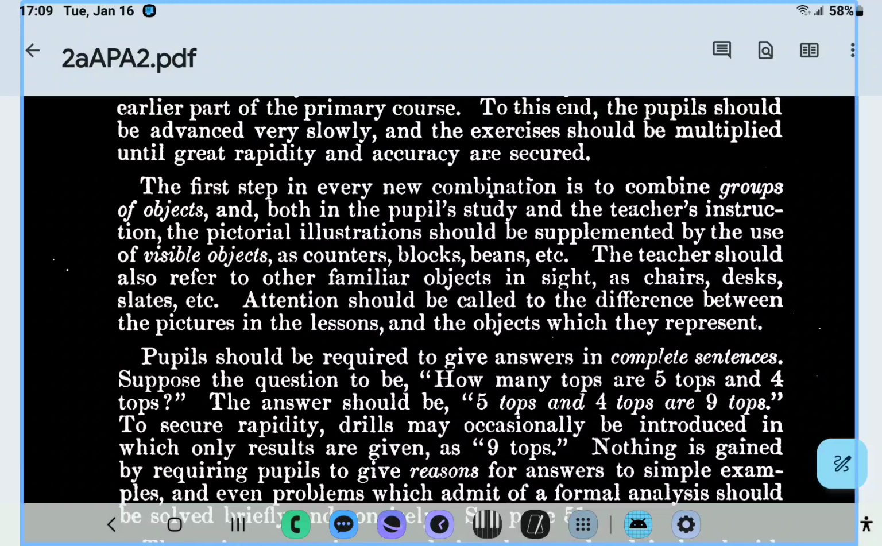Nothing is gained by requiring pupils to give reasons for answers to simple examples, and even problems which admit of a formal analysis should be solved briefly and concisely. See page 51. The written exercises are designed to go hand in hand with the oral, and should be taught with equal thoroughness. They are so easy and progressive that but little explanation will be found necessary.